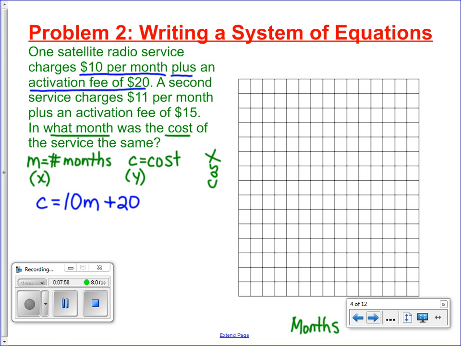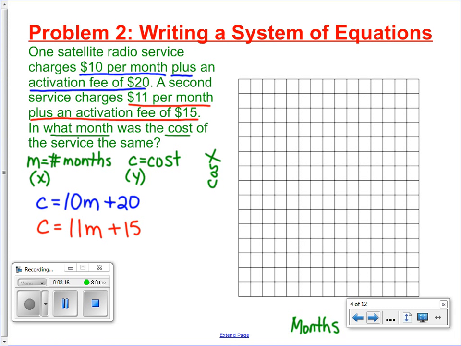Our second equation is for the second service, which charges 11 per month. So we would write C equals 11M, and then plus an activation fee of 15.